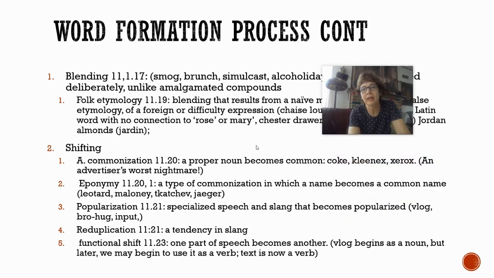So eponymy, trade names are related to eponymy, but eponymy happens when a name becomes commonized. And it can be like leotard, the gymnast wear. It was named after a gymnast whose last name was Leotard.